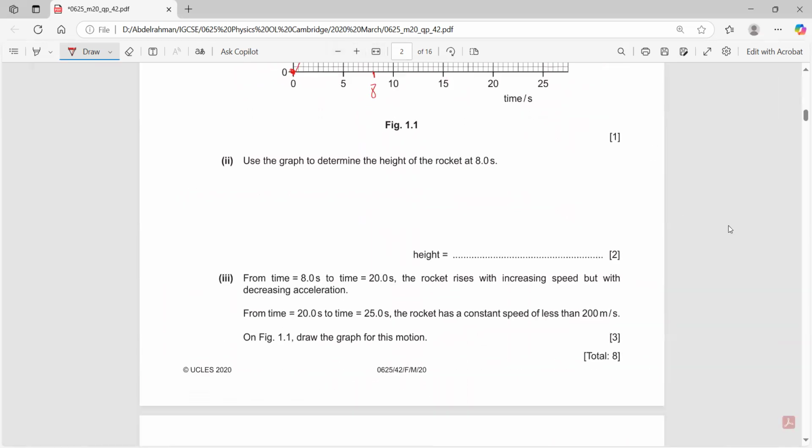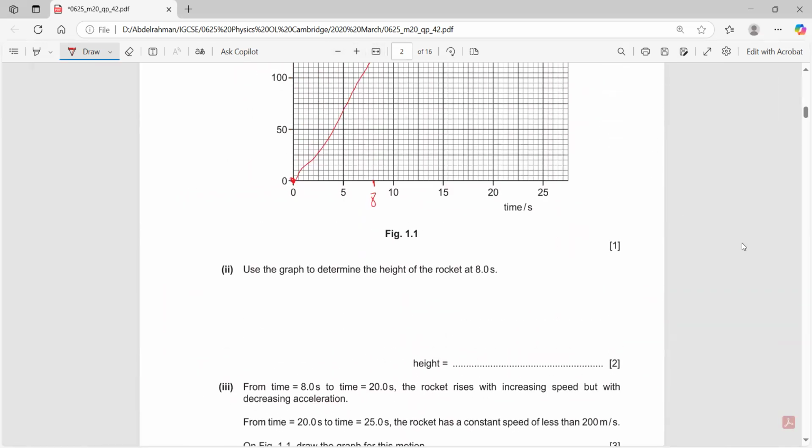Now, use the graph to determine the height of the rocket. Can I find the height of the rocket? Yes. Basically, the distance traveled, which is the area under the graph. What is the area under the graph? Half times base times height. So half times 8 times 120, which is 480 meters.